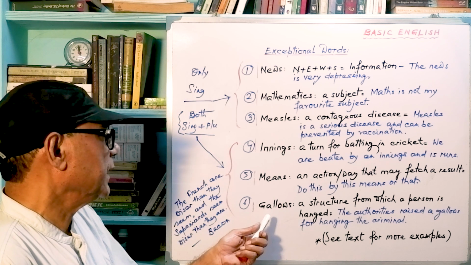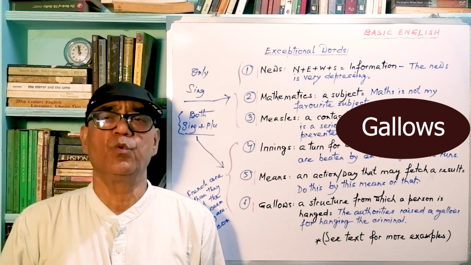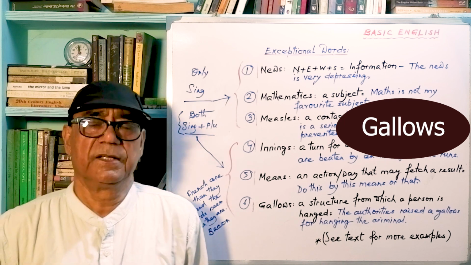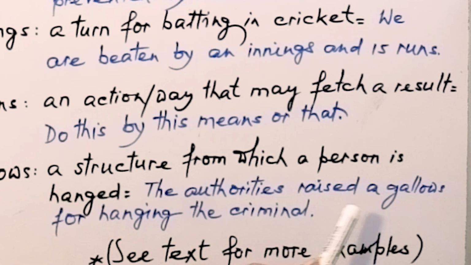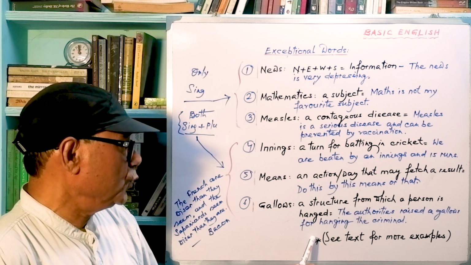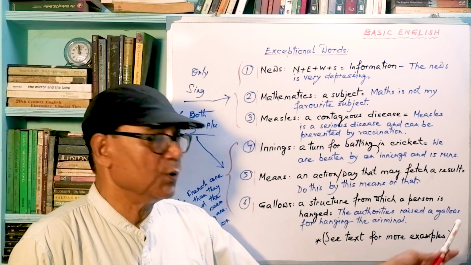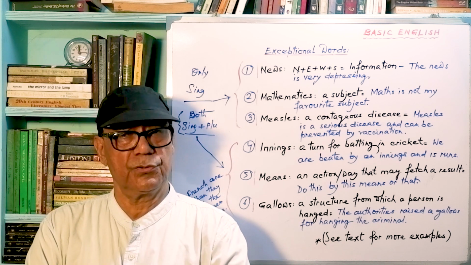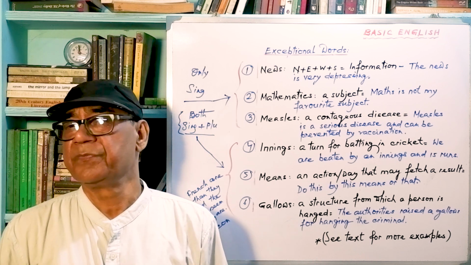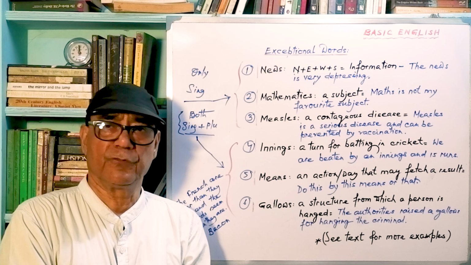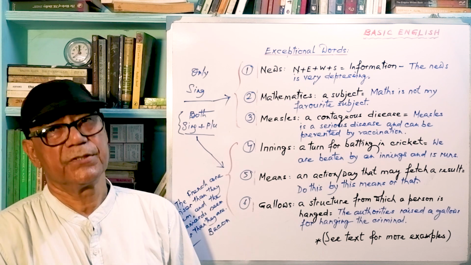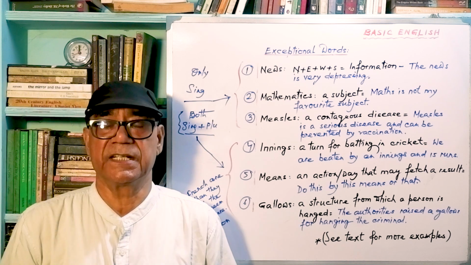Come to the next one, gallows. Gallows is a structure, normally a wooden structure, from which a person, a criminal, is hanged. For example, the authorities raised a gallows for hanging the criminal. A gallows. And if you say 3 gallows, the word remains the same. There is no change of spelling, there is no change of form. It's always gallows. So see, these 6 words are misguiding, misleading.